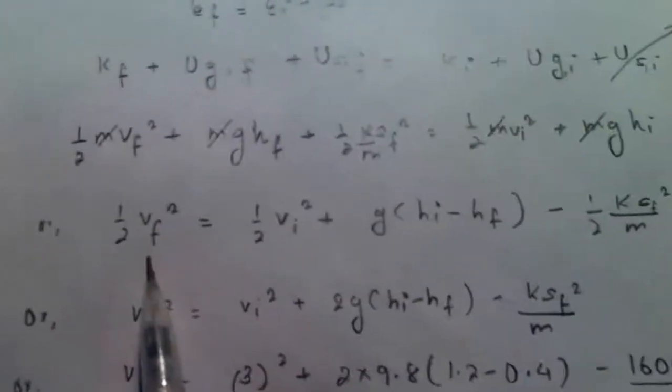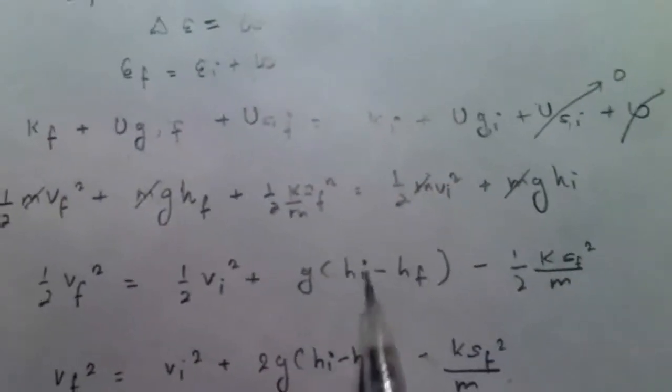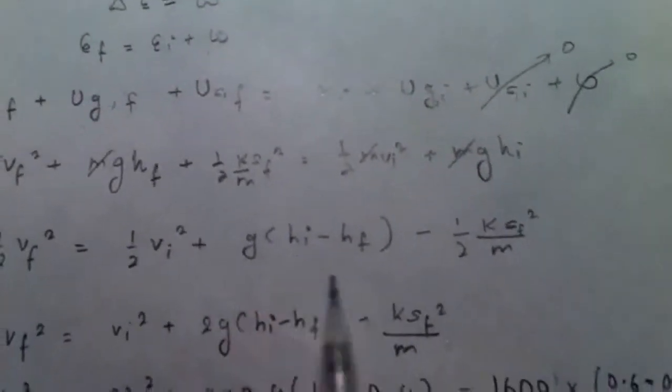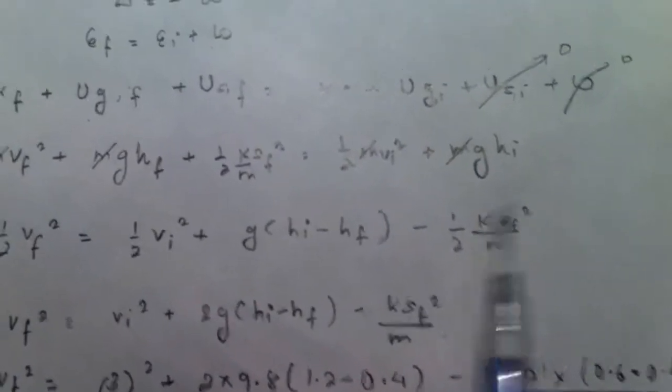So, this is what we're trying to find. Our initial velocity is 3 meters per second. Our initial height is what? It is 1.2 meters from the ground. Our final height is 0.4 meters from the ground. That's where the height is required to plug in the numbers for potential energy. Then our k is 1600 Newton per meter, the stiffness of the spring.